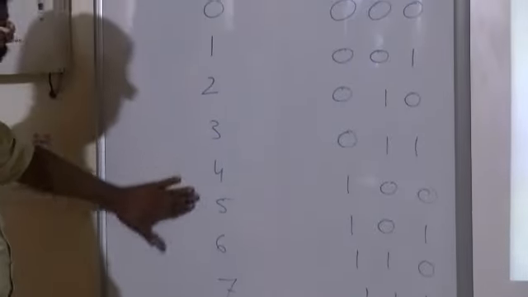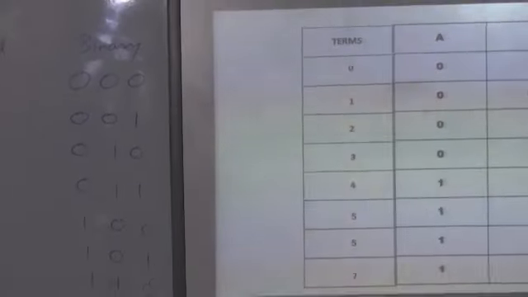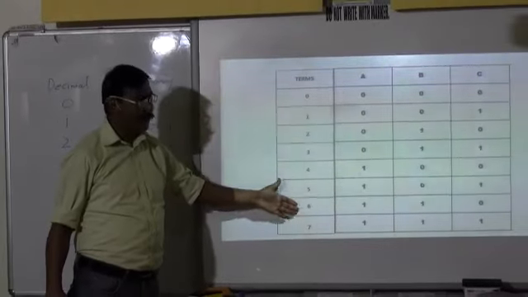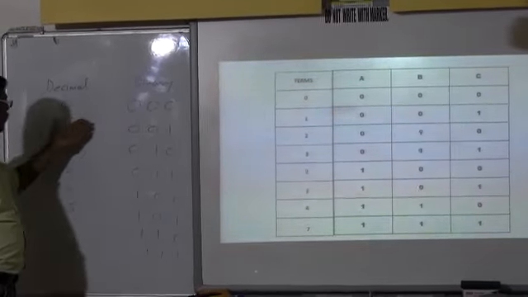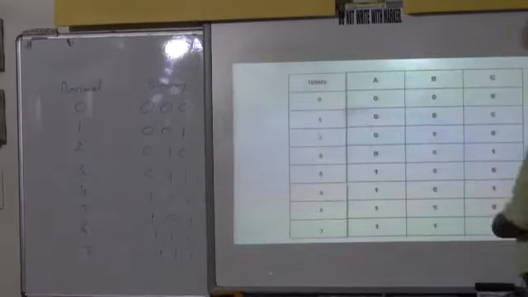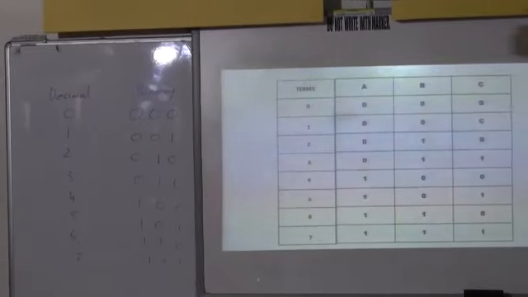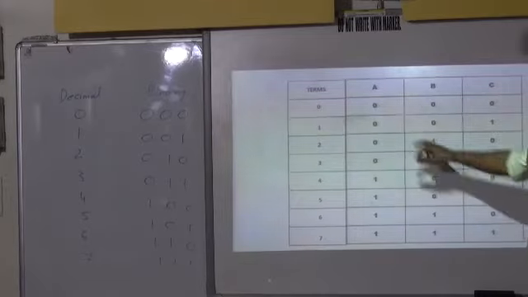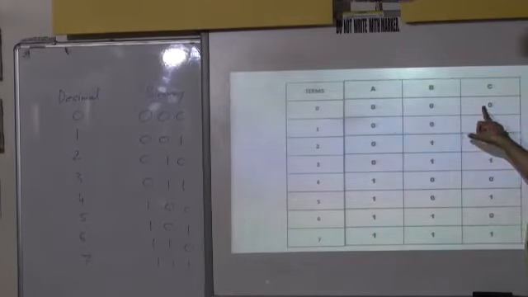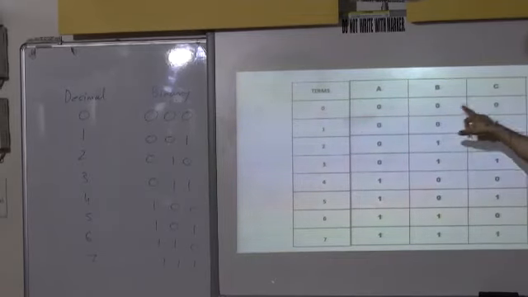So decimal values and the binary equivalent. Now, if you take this table and compare it with this truth table, the decimal values 0, 1, 2, 3, 4, 5, 6, 7 are the term values 0, 1, 2, 3, 4, 5, 6, 7. The binary equivalents of these decimal values are the combinations I am using in each of the rows. Like the binary of decimal 0 is 0, 0, 0. So look at the first row: decimal value 0 term, binary combination 0, 0, 0.